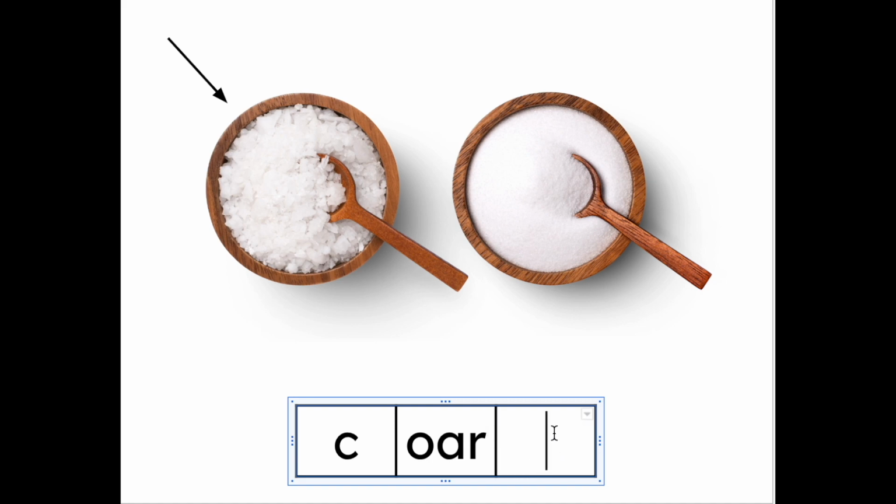What's the last sound you hear in coarse? S. Usually the letter S makes the S sound. At the end of a word, sometimes we need that E after the S. This is how you spell coarse.